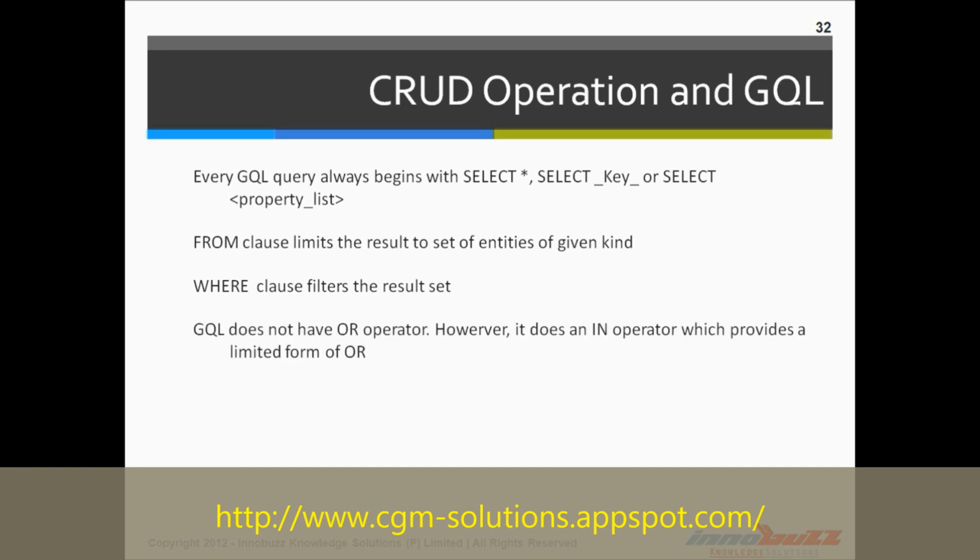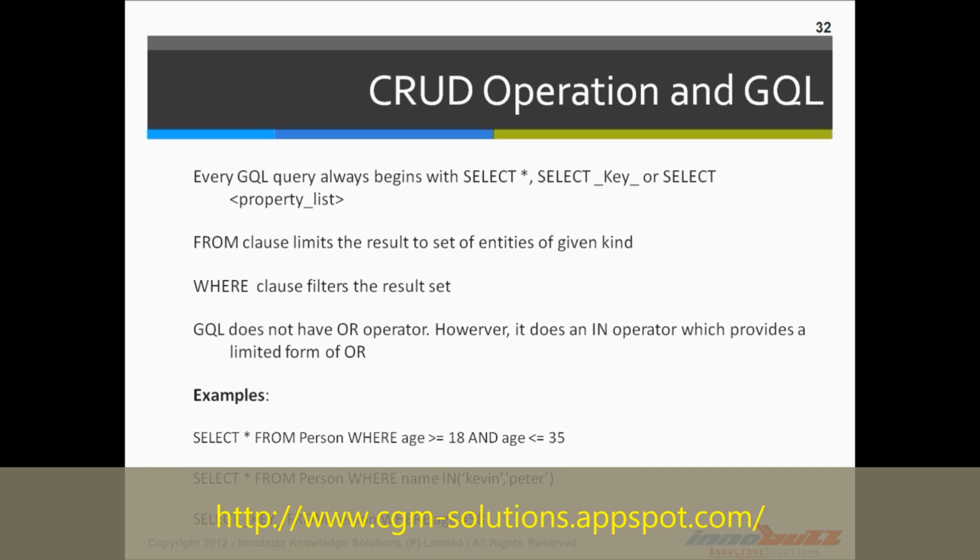GQL does not have an OR operator, however it does have an IN operator, which provides a limited form of OR. Examples: if you want to find all the entities of the person kind whose ages are between 18 and 35. To find the entities of the person kind whose names are one of Kevin or Peter.